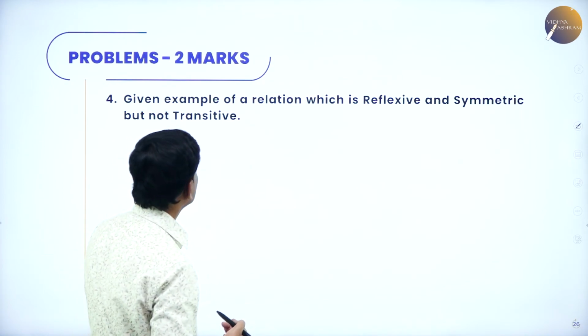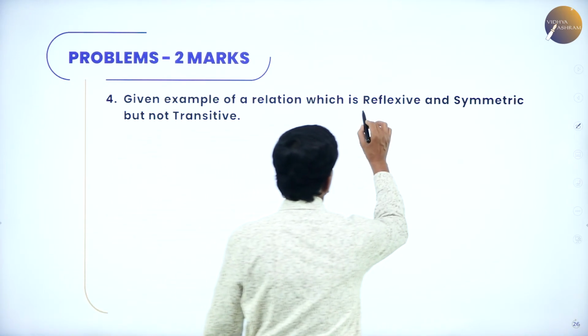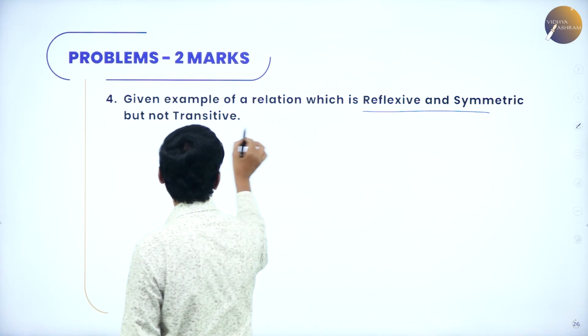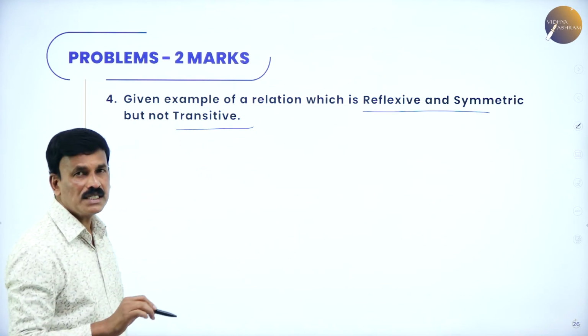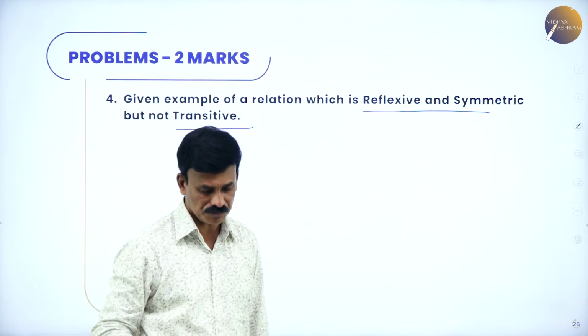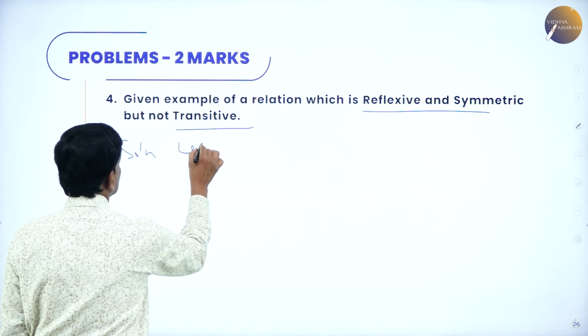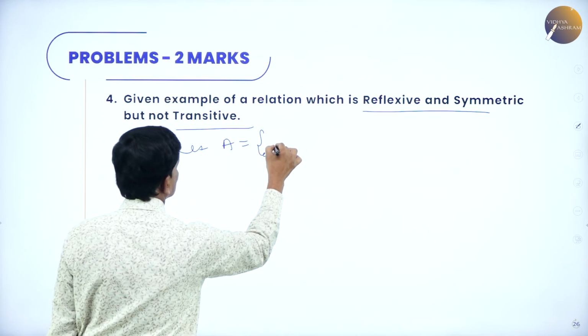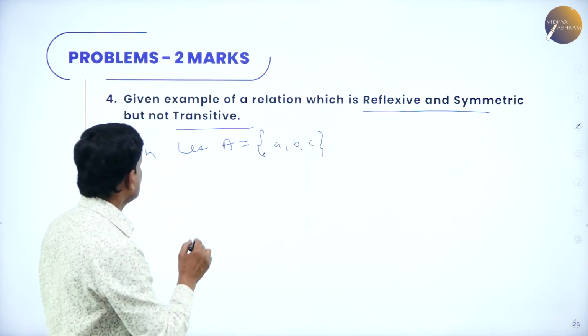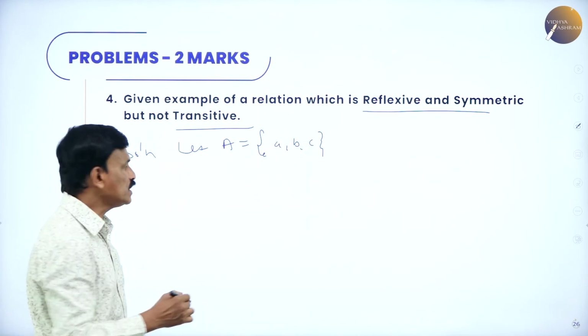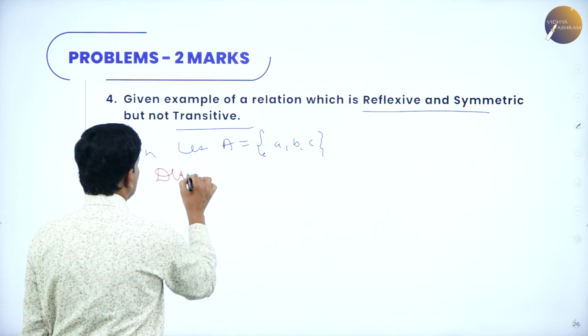Now let us come to the next type, same type problem. Give an example for a relation which is reflexive and symmetric but not transitive. Now same, let us consider a set A is equal to A, B, C.